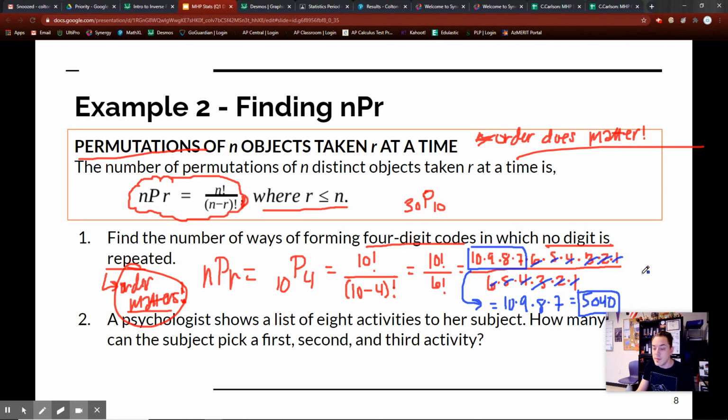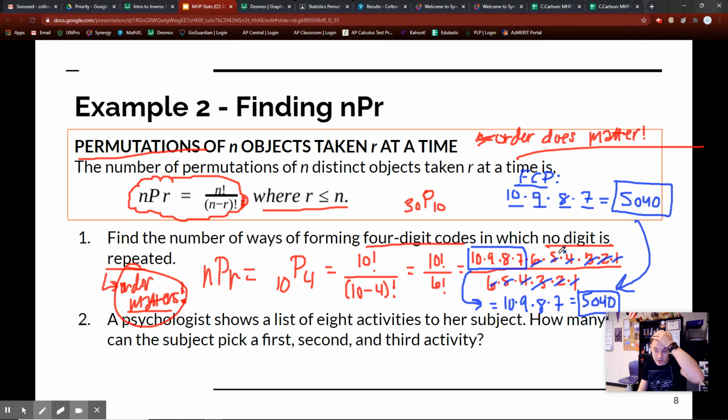Now, this may be something similar to what we've already done. You may notice it: 4-digit codes in which no digit can be repeated. We've already done this, haven't we? We have 4-digit codes and there are 10 digits, but since I can't repeat, I have to go down by one each time. This is what we call the fundamental counting principle, by the way. But the fundamental counting principle is what it is because of permutations. So now we're going kind of backwards, trying to find out how we get the fundamental counting principle, and it is because of permutations.